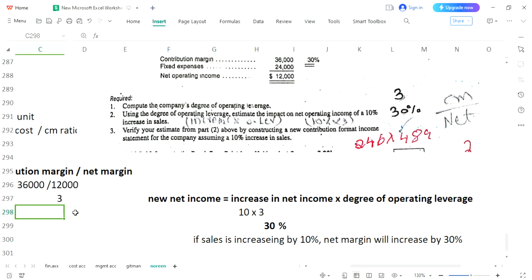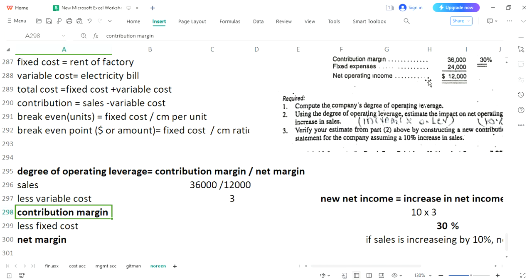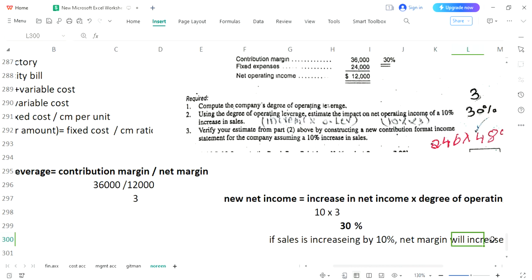Right now your net margin is what? This is given in the question. Look at here, net margin is 12,000. So if you will increase your sales, what will happen? Your net margin will increase by 30%. This is our conclusion, and he is asking us to verify our statement. But I have said right now your net margin is 12,000. By increasing 10% in sales, that means you are increasing your sale by 10%, your net margin will increase by 30%. This is what our degree of operating leverage is concluding. We'll have to verify it.